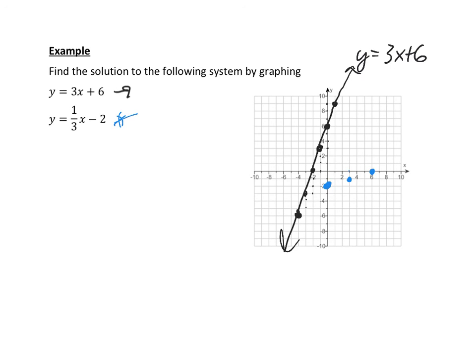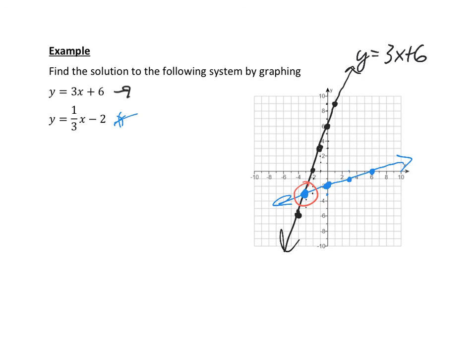And what you'll see there, the problem is, again, I'm running away from that other line that I want to find the intersection with. So I'm actually going to go down 1 and left 3. And now I can see where those two graphs intersect. They intersect at this point right here.